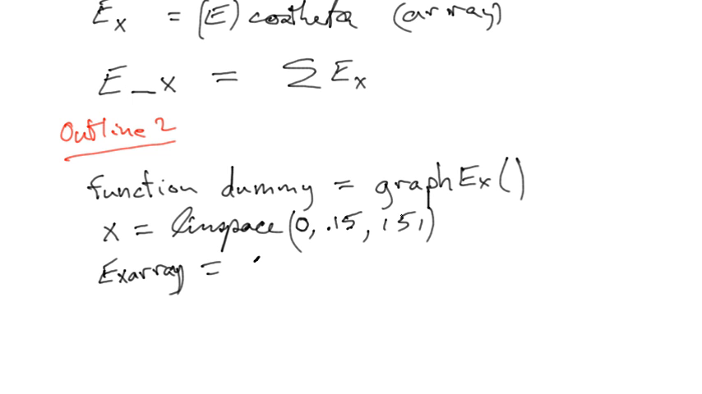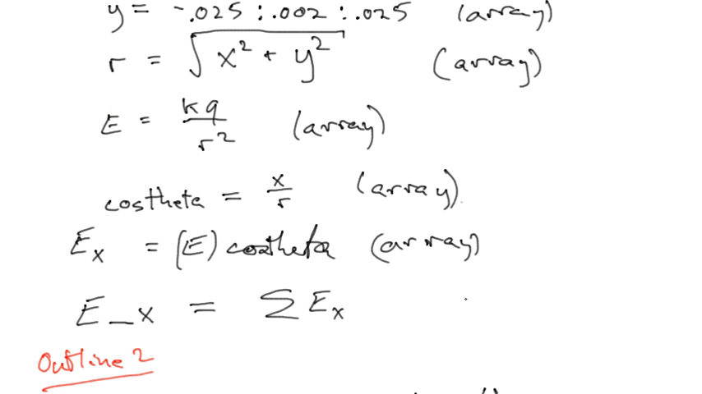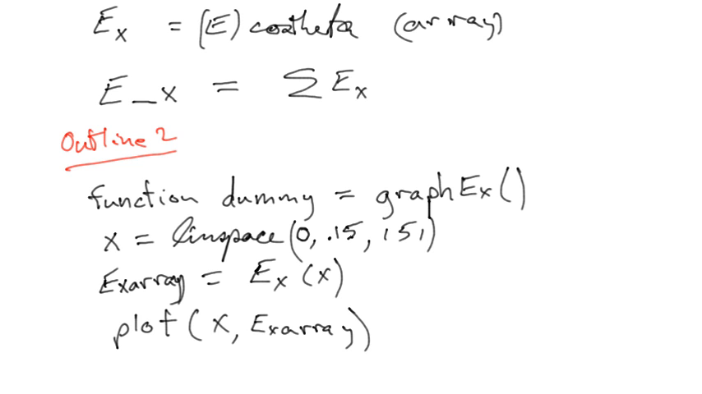my function name up here, EX, I think. Yeah, just EX. EX of x, and then plot x comma EX array. So this is going to be an array of values right here, and then EX array is an array of the EX values using the function that I just wrote above. And then this plots it, and I have to fix up the plot afterwards, but that's the basic outline of what I want to do.